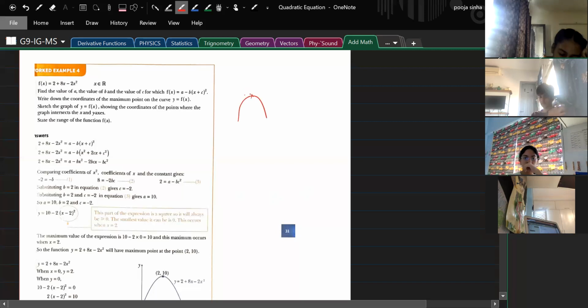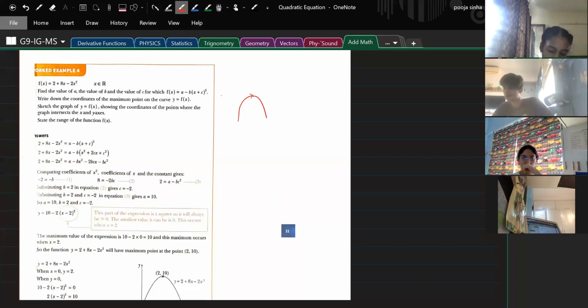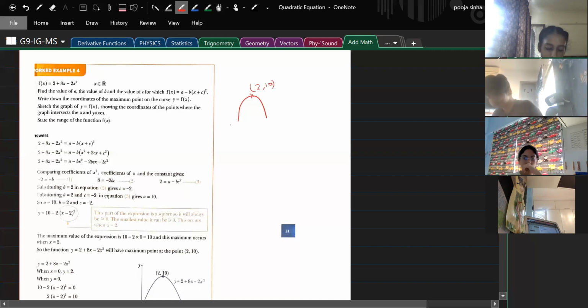Okay. Then we have to find the x intercept and the y intercept. So find everything now. X intercept, y intercept, find all. Okay, y intercept. Okay, no wait. So our maximum point first is 2, 10. Okay, very good.